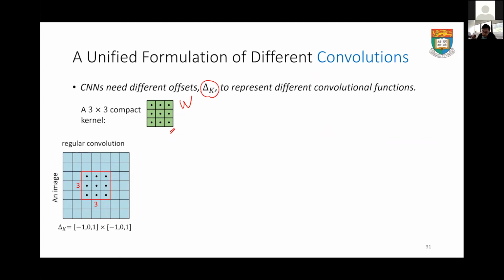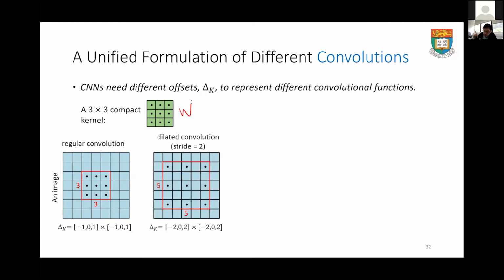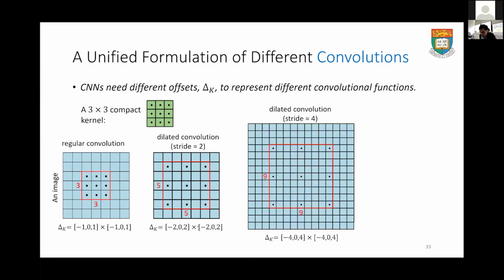If we put this 3x3 compact kernel at every location of an image in a 3x3 region, this is called the receptive field, RF, and we can define the delta K offsets like this: -1, 0, and 1, which is called the regular convolution. If we want the same 3x3 compact kernel to look at a 5x5 receptive field of the image, then we can define delta K like this: -2, 0, 2. This is called the dilated convolution with stride equals 2. And if we need to increase the receptive field to let this 3x3 compact kernel look at 9x9 regions in an image, we can define the delta K offsets like this: -4, 0, 4. This is called the dilated convolution with stride equals 4.